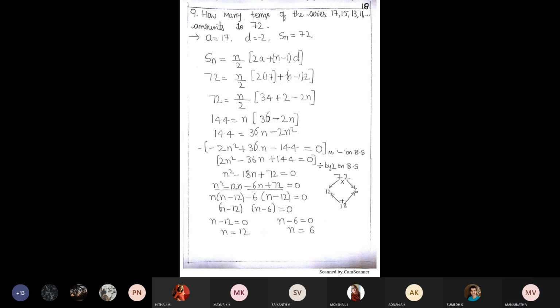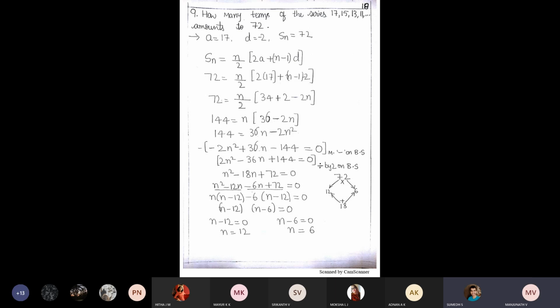Srikanth, can you verify this? Yeah, sir. Checking, sir. Yeah, please check it and put it in the chat box. Maya, you also check. Sumedh, you also check. Moksha, you also check. I'm just doing the cross verification. Cross verify whether these 12 terms or 6 terms amount to 72 or not, and let me know in the chat box whether the answer is right or wrong.